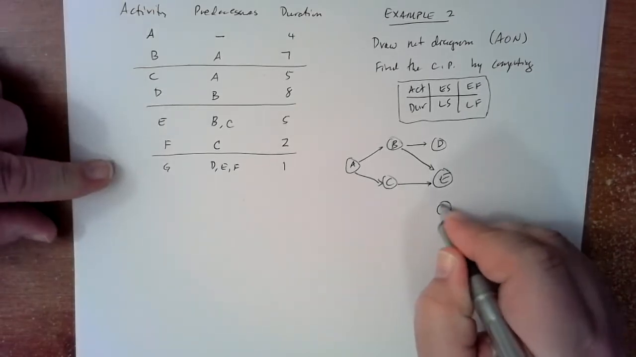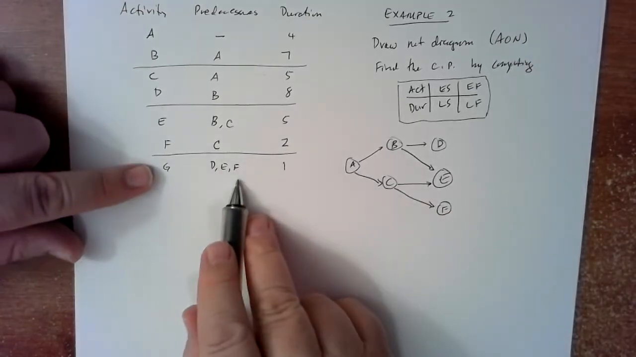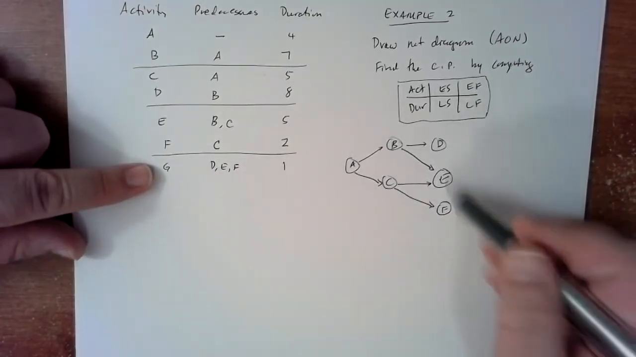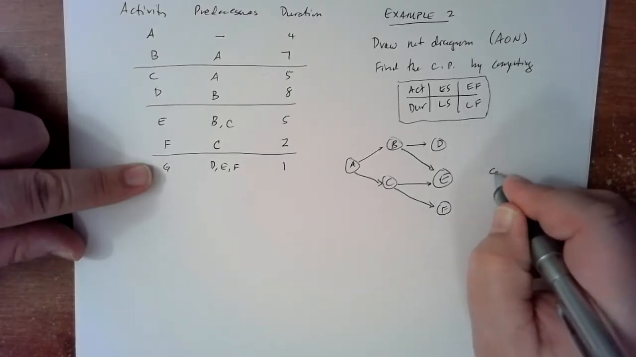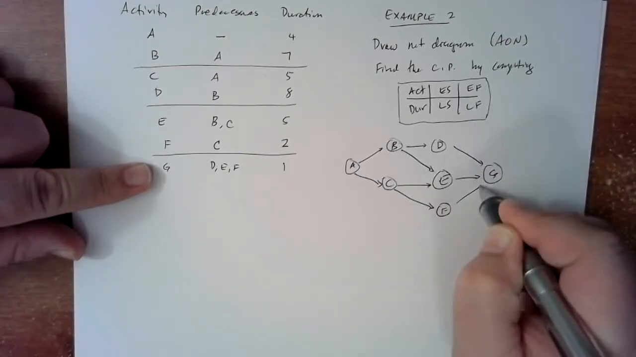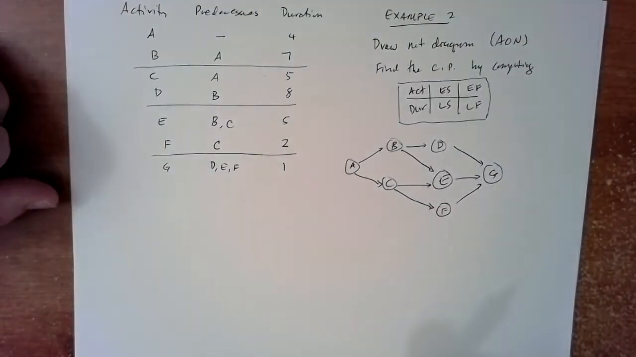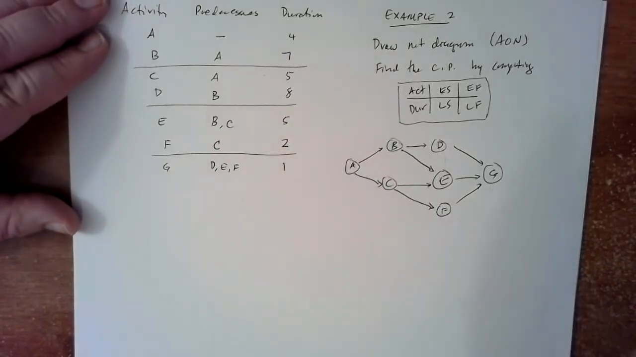Oh, I guess I could put F down here. Would that work? And then G depends on E, D. Okay. G depends on all three of these being done. So I could just stick G right there. And I think we have our network. Now this already has a nice starting point and a nice ending point. So I'm going to leave the start and finish off.